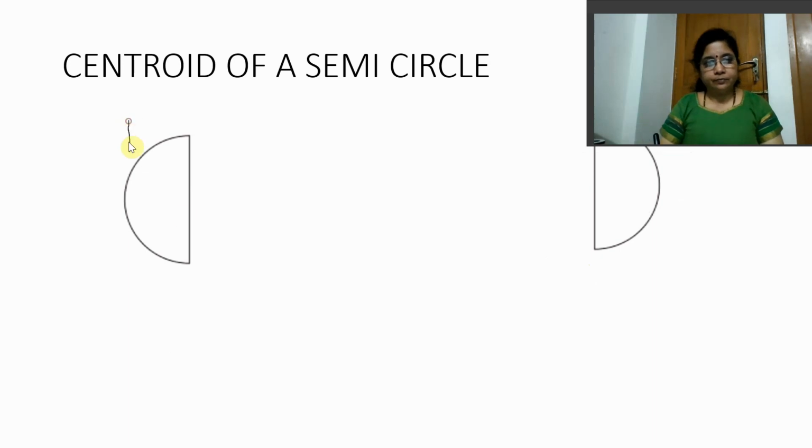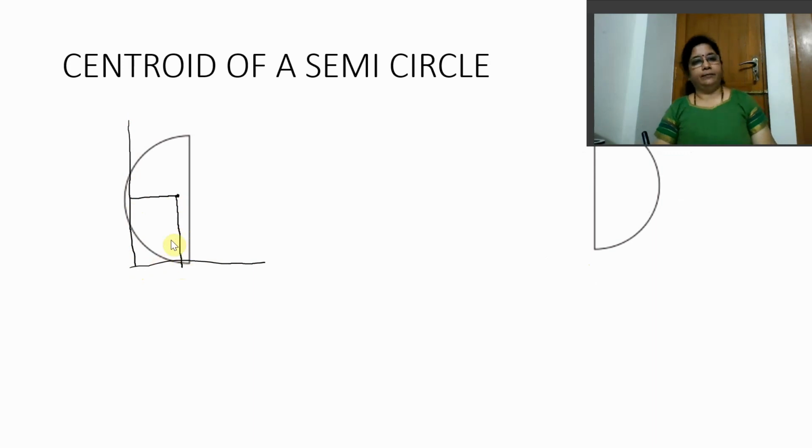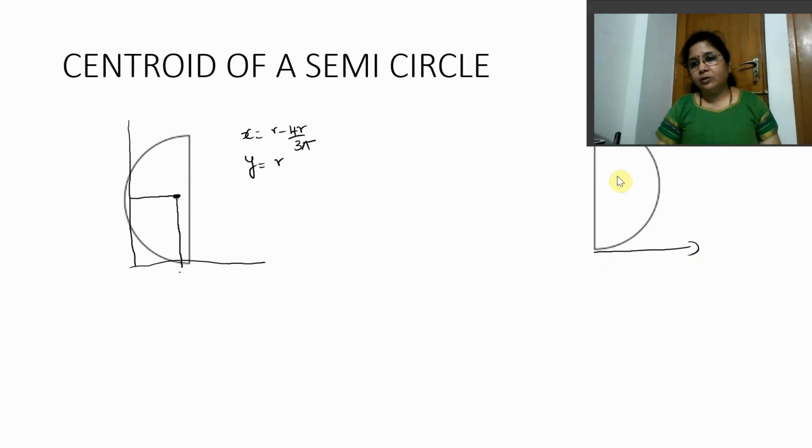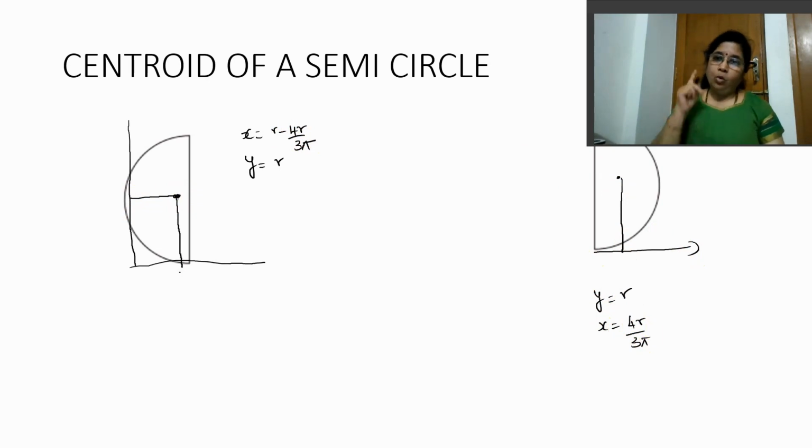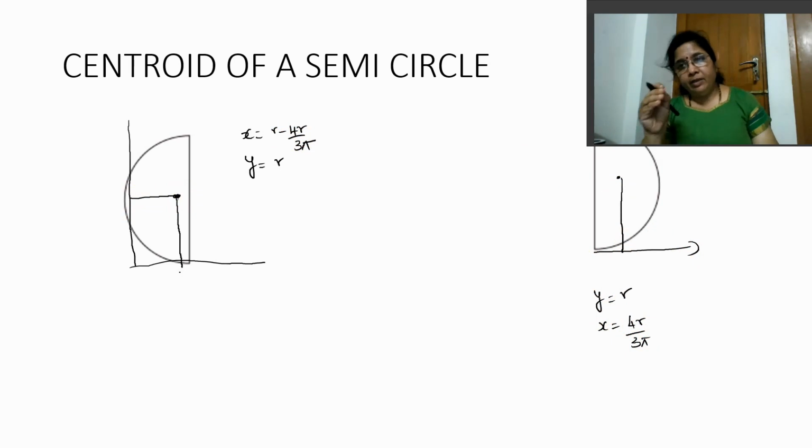Let us take another scenario. The centroid is here. Now, here your y is going to be r, because from the center of the circle it is dropped, y is r. What is x? So, from here you are dropping a perpendicular to the dome of the circle, not to the center of the circle. So, r minus 4r by 3 pi. Now, this one, I think you should be able to work it out yourself. So, centroid will be somewhere here. I drop a perpendicular. So, y is equal to r, x is equal to 4r by 3 pi. Remember, when you have a semicircle, one coordinate is always going to be r. The other coordinate will either be 4r by 3 pi or it will be r minus 4r by 3 pi, depending on the orientation of the semicircle.